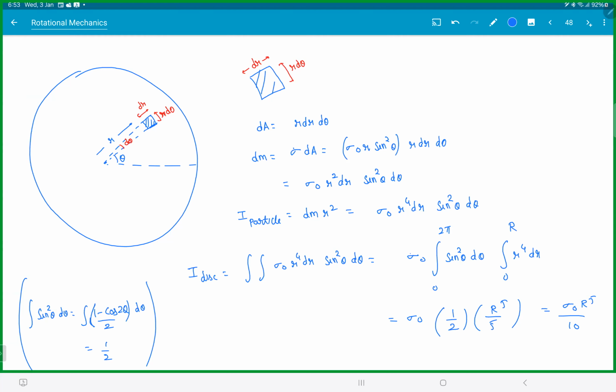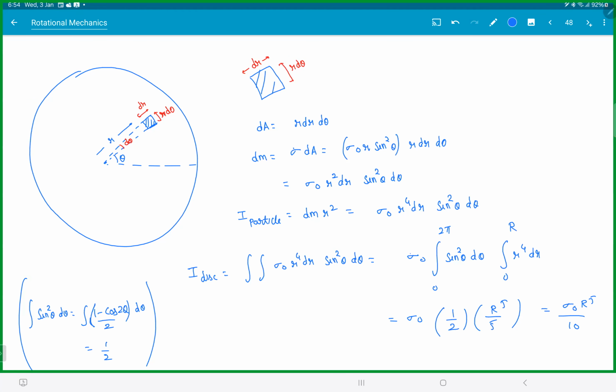Imagine how you will take elements for a sphere, 3-dimensional. That will be more fun. Think about it. That will be a triple integration. You will get a small cuboid. But have a look at this thing. You can get these kind of questions also. Remember, we did something like this for a rectangular plate, center of mass, sigma x y. So I can do something similar for disks also.